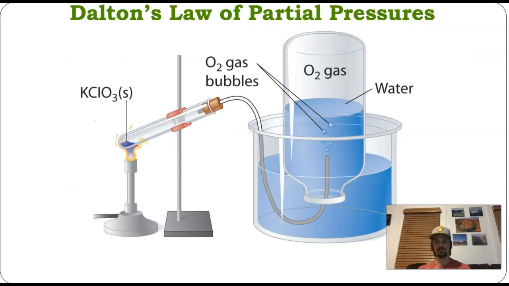For example, when would this come into play in real life? Here I have a reaction that is producing gaseous oxygen. So this reaction is taking place and producing gaseous oxygen. So this is allowing me to capture oxygen. But I need to understand this isn't pure oxygen. Why? Because I'm trapping it over water.